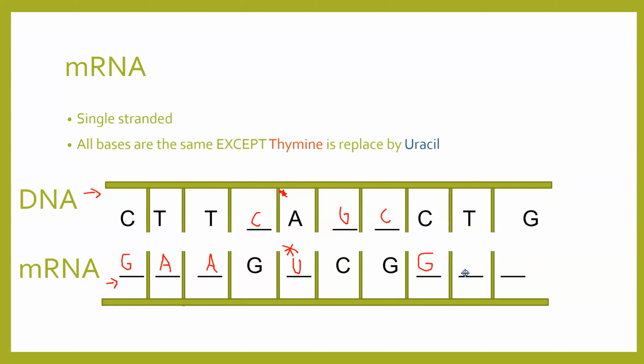T won't go with U. T will still go with A. Okay? It's just A. Once A is in DNA, it makes a U. That's the only confusing part about RNA. Everything else is the same except A goes with U. I don't have a song for that one. You just got to remember it.